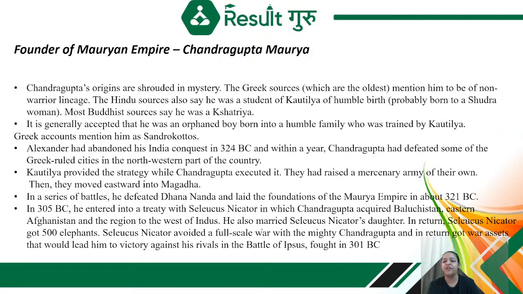Then, after dealing with these Indo-Greek rulers, he moved towards Magadh. In a series of battles, he defeated Dhanananda. So it was not just in one battle, guys. It was in a series of battles. And he laid down the foundations of the Mauryan empire in 321 BC. Please remember these dates, these are important.